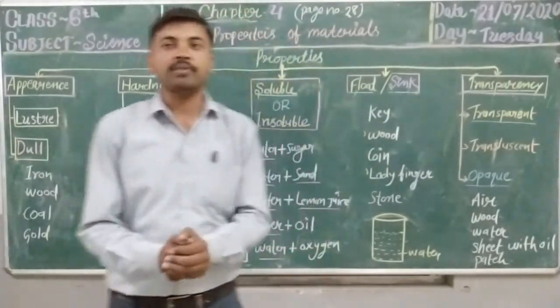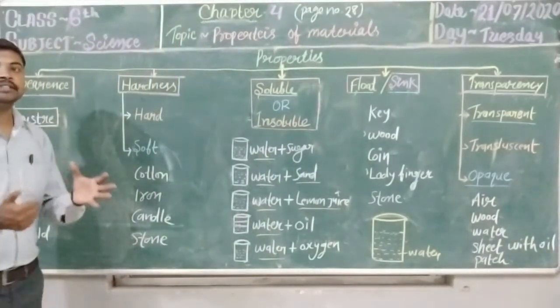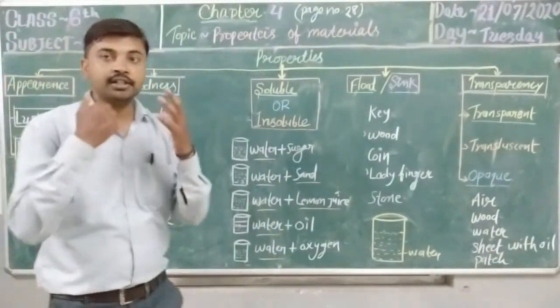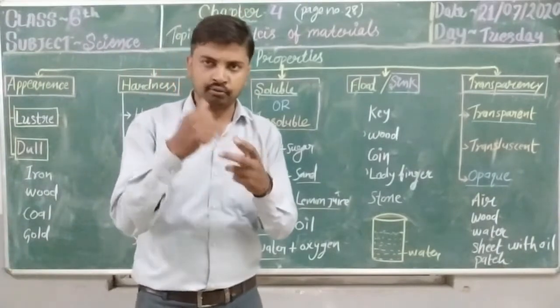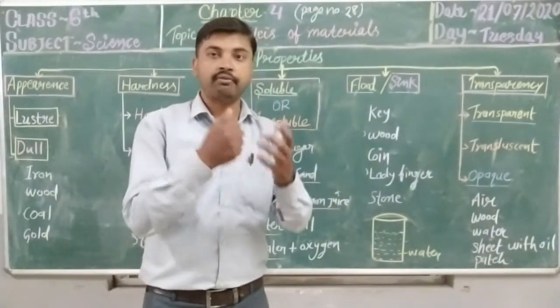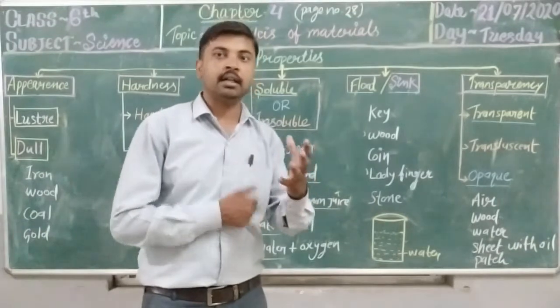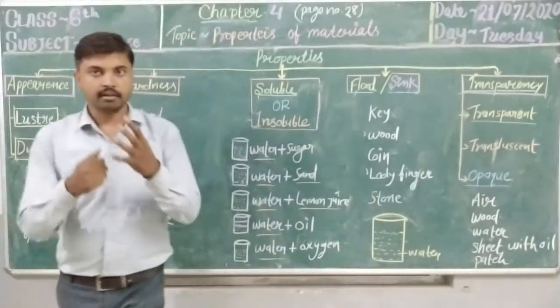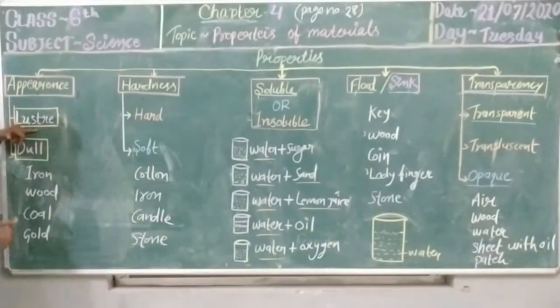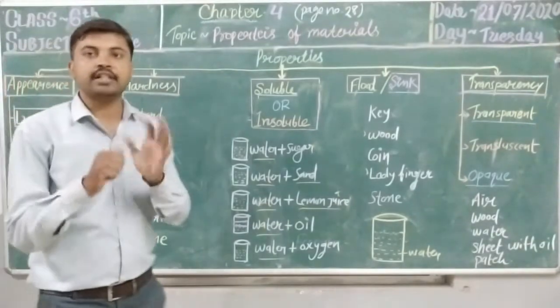So we are starting with appearance. Appearance means substances are found in nature in 2 basic forms: lustrous and dull. Luster means shining property. Some substances in nature appear in lustrous form, meaning shining form. And some are dull. Dull means they do not show the shining property.